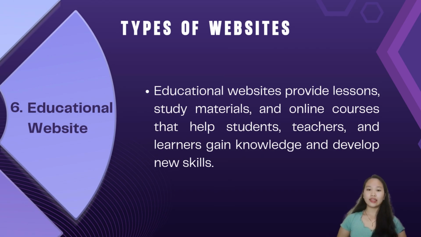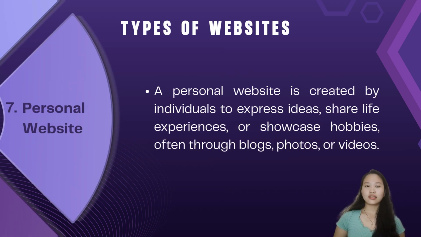The sixth one is called educational website. Educational websites provide learning materials, courses, and study resources. The known examples of this one are Khan Academy, Coursera, or even our university's learning management system, or LMS. In the Web3 setting, these platforms may use AI tutors or adaptive learning, adjusting lessons based on how fast or slow a student learns.